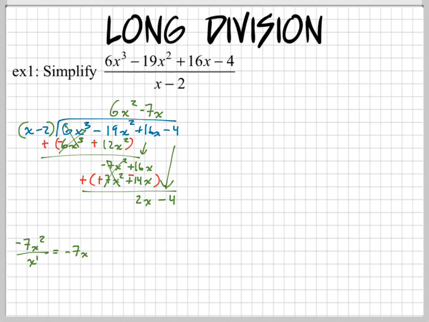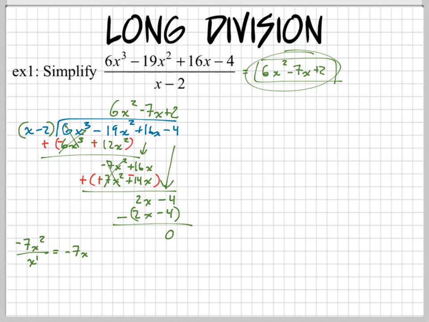Now this one actually works out to be really nice and even. 2 times this would give me 2x minus 4. And then because they're exactly the same, I know I'm going to get a 0. And whenever you get a remainder of 0, that's when you know that whatever you're dividing by is a factor of what you're dividing. So our answer is 6x squared minus 7x plus 2.